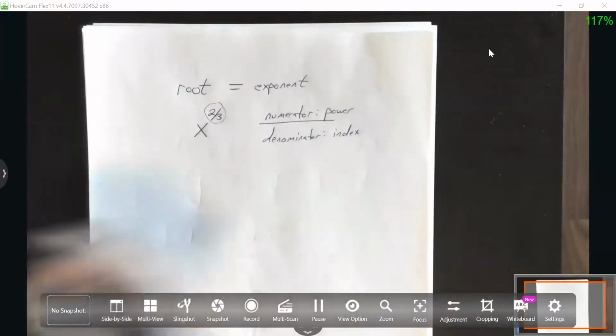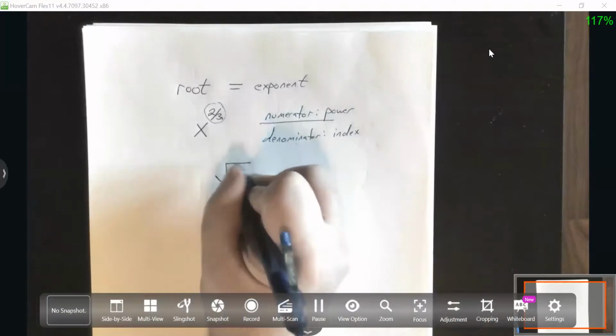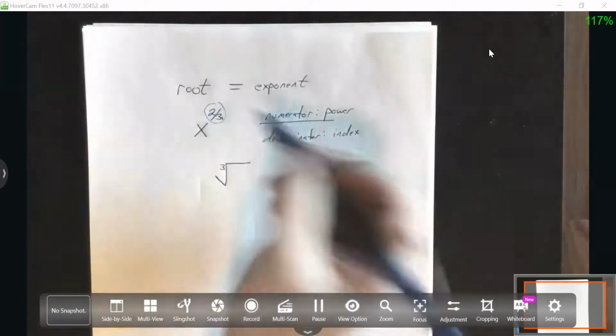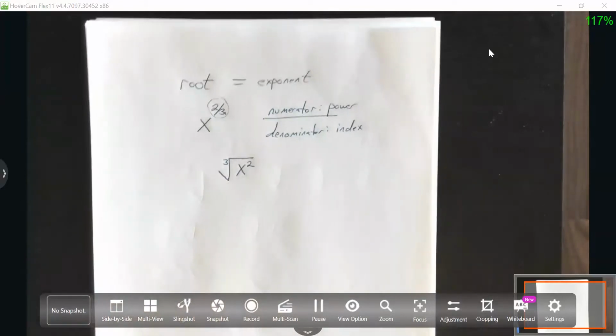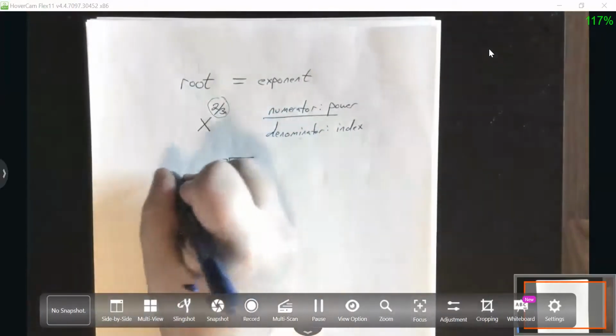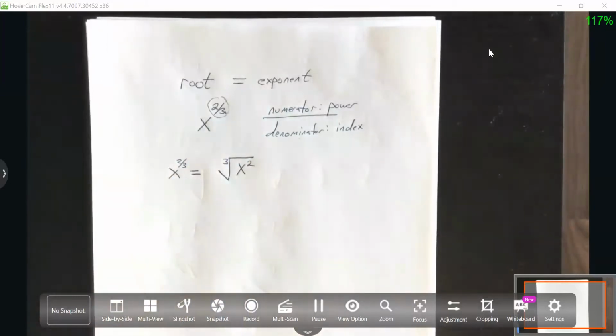So x to the 2/3, we look to the denominator to tell us the index. So that is a cubed root. And then the numerator tells us the power of x squared. So these are equivalent statements. They mean the same thing. X to the 2/3 is the cubed root of x squared. So we're going to be going back and forth between those two ideas to help us simplify things.